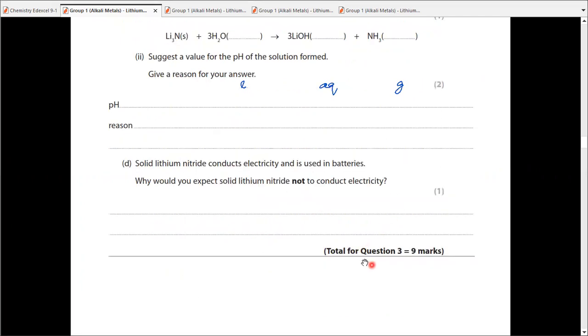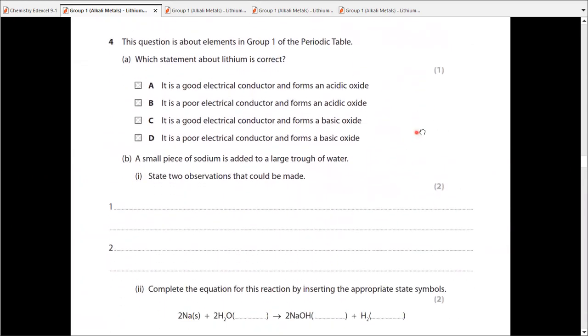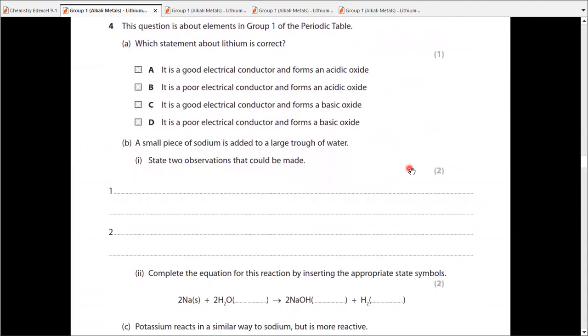Moving on. Let's clear this one up. A good question. Which of the following is correct about conductor? Basic oxide means an oxide which, when dissolved in water, forms an alkali or a base. Okay, moving on, part P1.